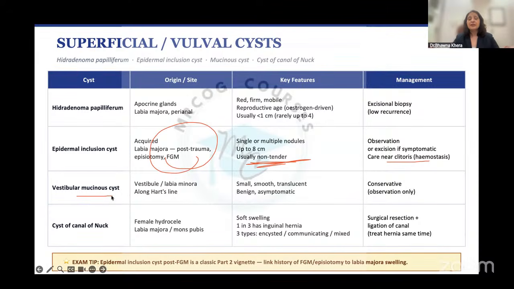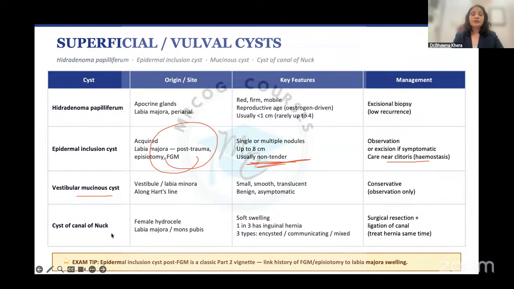Vestibular mucinous cyst is present at the vestibule, labia minora or along Hart's line. They are small, smooth, translucent, benign and asymptomatic. Nothing is to be done, just conservative management is okay.